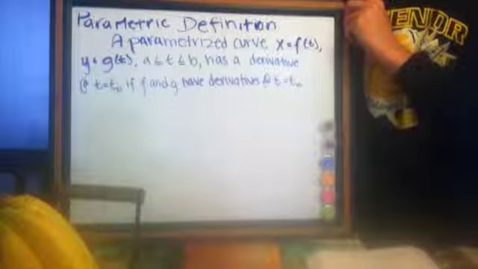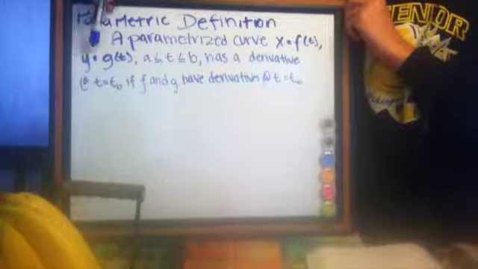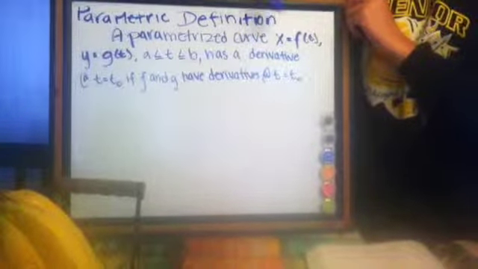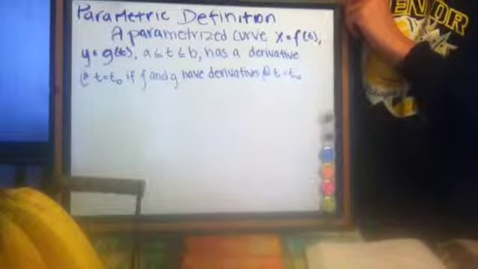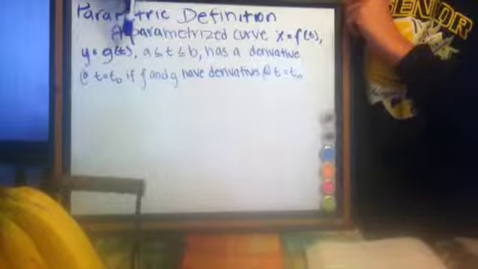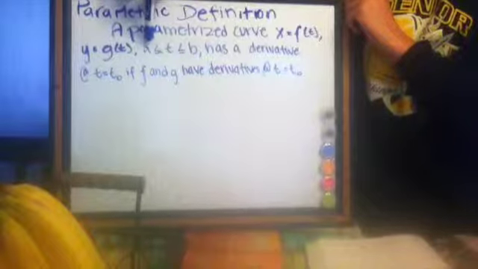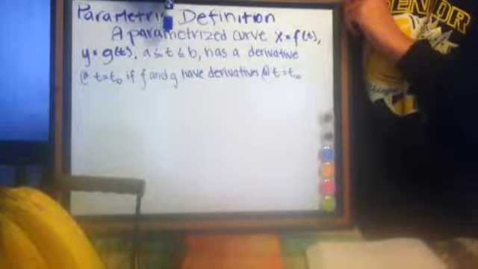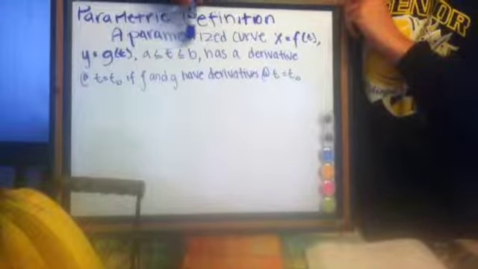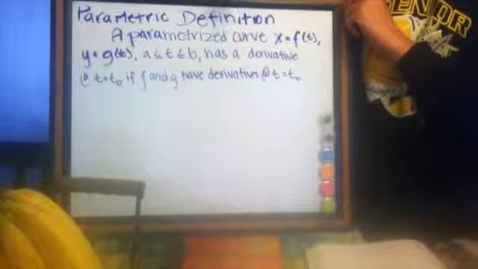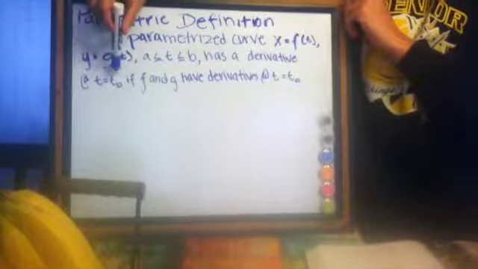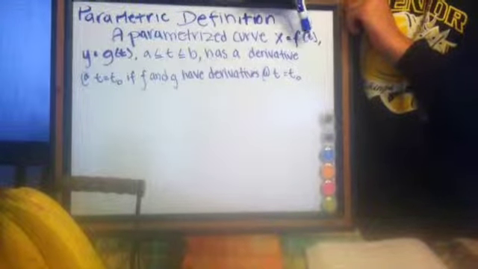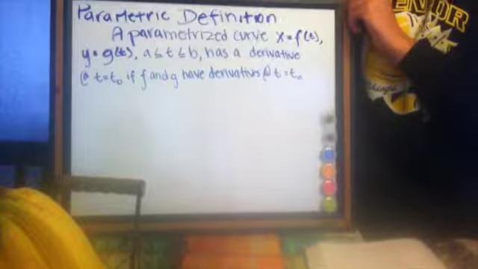A parametric curve is a curve defined by its y's and x's, which are any function g of t or any function f of t. The t can be anything between the constants a and b, which could be a whole range of numbers, any of those in between, and then it has a derivative at any point t naught where g of t and f of t also have a derivative.